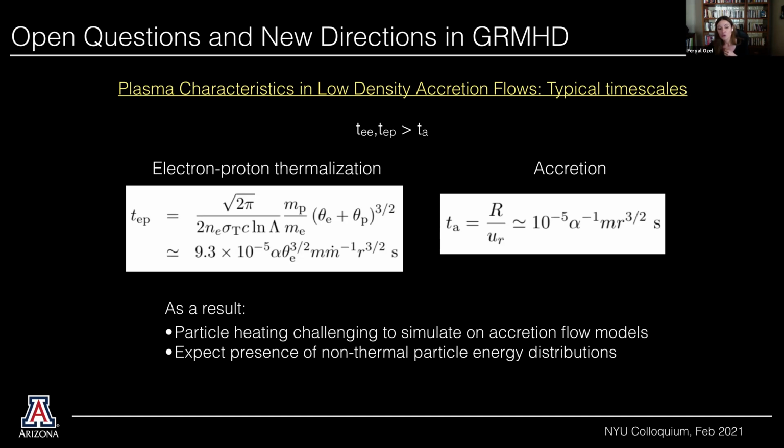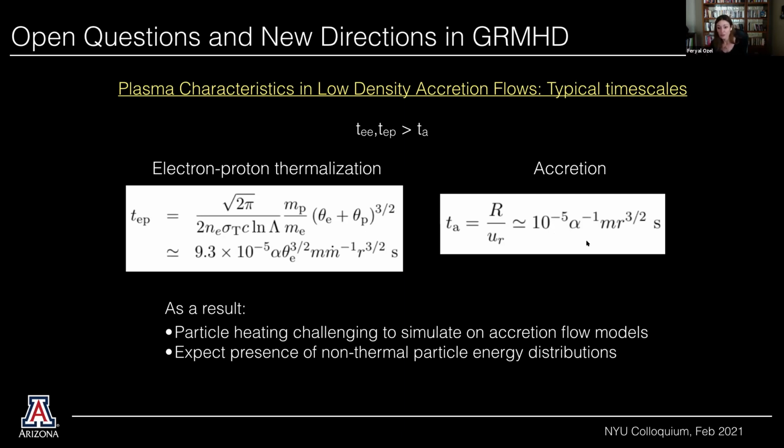So what I want to do is give you a flavor of the open questions in black hole accretion flows and the new directions that a lot of us are embarking on in GRMHD and beyond. The difficulty about accretion flows like the one around Sgr A and like the one around M87 is that the thermalization timescales that rely on Coulomb collisions are much longer compared to the accretion timescale.